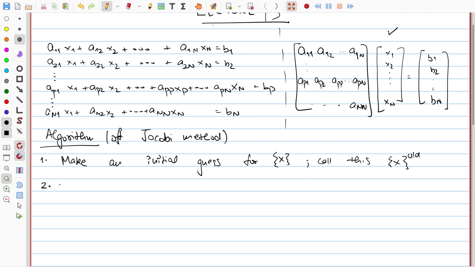So next step would be to find the x new vector, which basically is the new values for all the x values from x1 to xn. So the first, the new value for x1 is written as this expression.